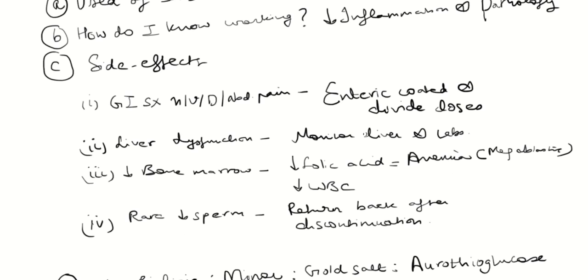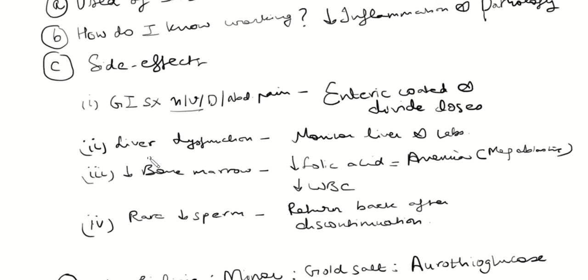Some of the side effects, again: nausea, vomiting, diarrhea, abdominal pain. With that, if we give an enteric coated drug and divide it into doses, it actually gets past the stomach and helps us manage especially the nausea and vomiting part. There are hepatic or liver issues, so again, we monitor the liver in labs.